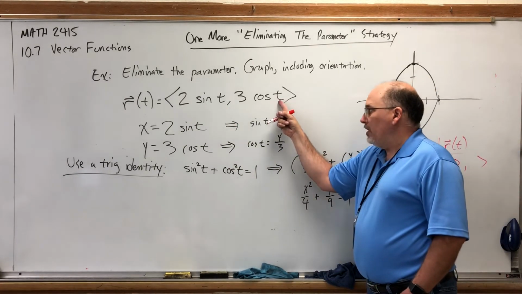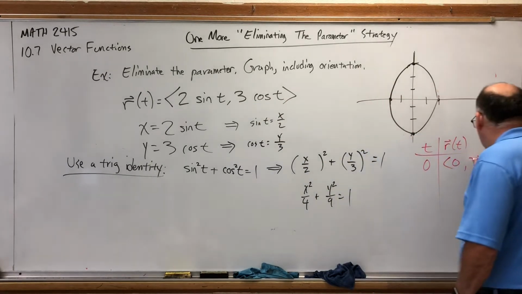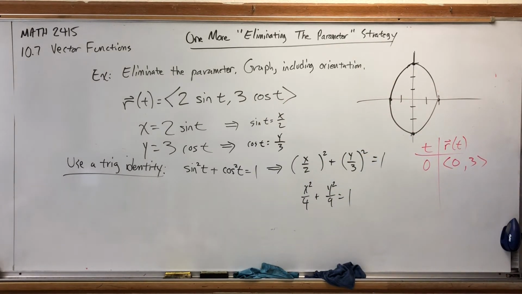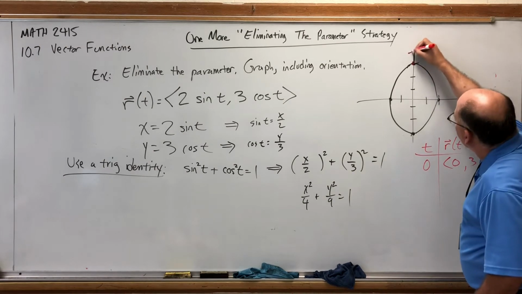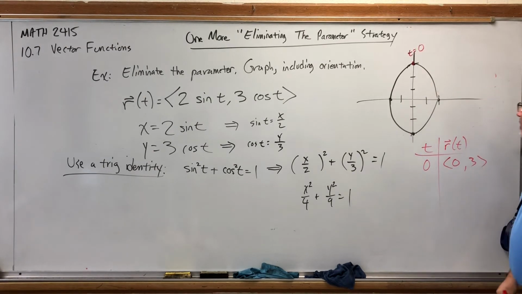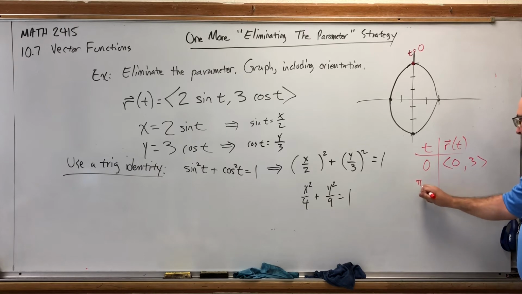Cosine of 0 is 1. 3 times 1 is 3. So at time equals 0, we're at the vector 0, 3, which is up here. Here's where time is equal to 0. Let's fast forward to pi over 2.